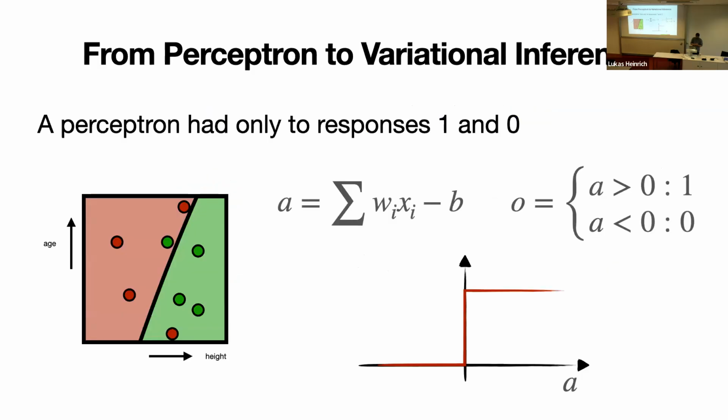Okay, so then the question is, how do we go from a perceptron to our variational inference? So the perceptron is our favorite artificial intelligence algorithm, very smart. And so here we always had this thing, can we predict whether or not somebody is a good basketball player? We have two features, like the height of the person and the age of the person.